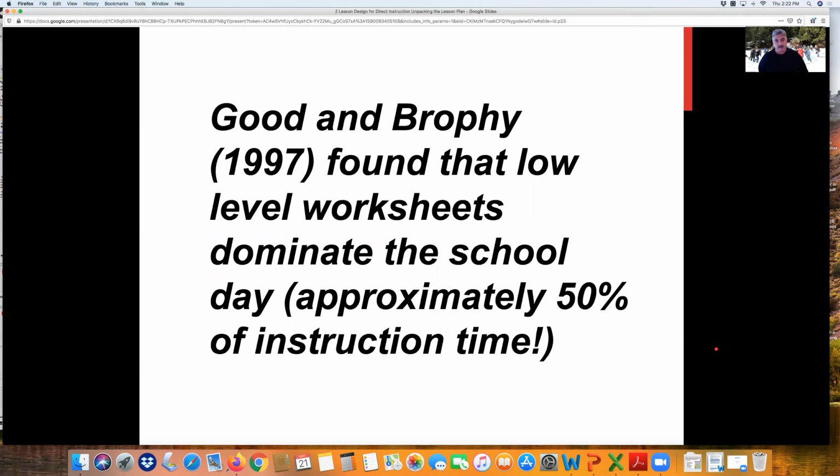This is astounding to me. Good and Brophy found that low-level worksheets dominate the school day, something like 50% of instruction time. Now, their findings were quite a few years back, but I would venture to say that there's still a lot of things that are on handouts. It's not that handouts are bad, it's that you do have to be very careful how much of them you use, and the quality of them is important.